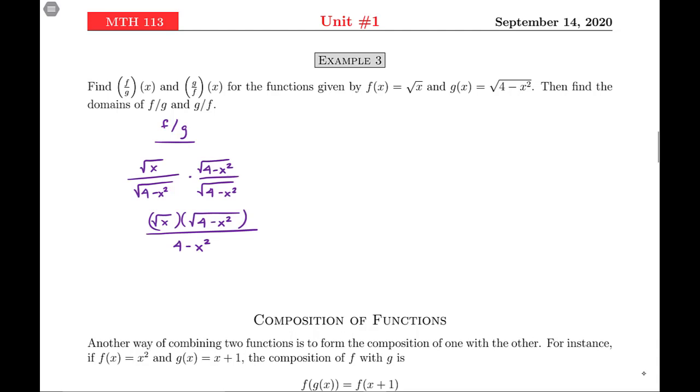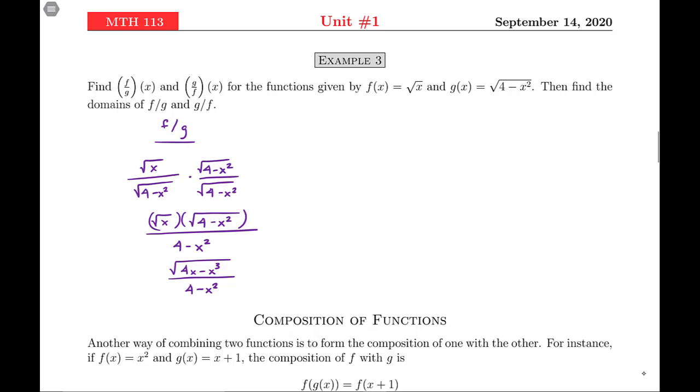In the numerator, what we may see that we have is the square root of 4x minus x cubed over 4 minus x squared. So there is our new function, that's f over g. The only thing that we have to look at now is to find the domain of f over g. And in this case, we need to consider both the numerator and the denominator.